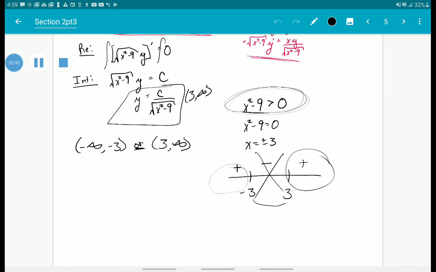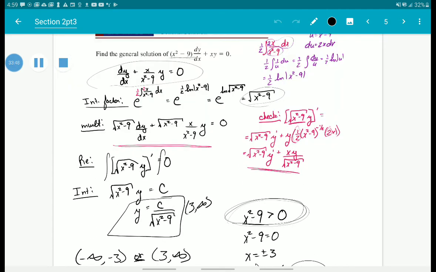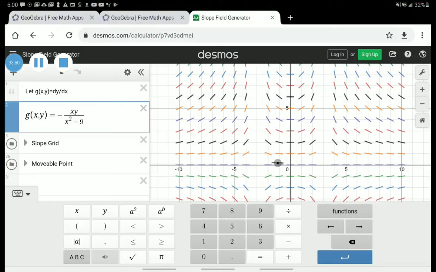And in fact, we could even verify that domain by looking at the slope field for that differential equation. So we could go to Desmos and the slope field. So here's the slope field generator inside of Desmos. And we have to solve this guy. It says g(x, y) is equal to the derivative dy over dx. So if I solve that differential equation for dy over dx, I get negative xy over x squared minus 9. And here's our slope field.